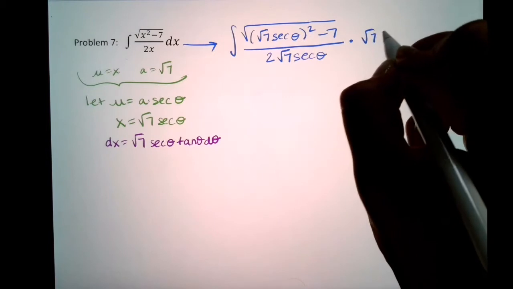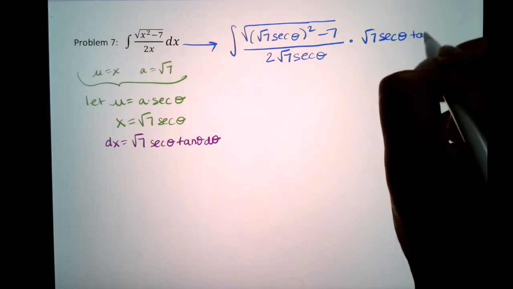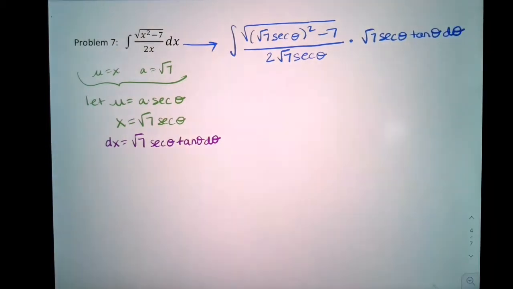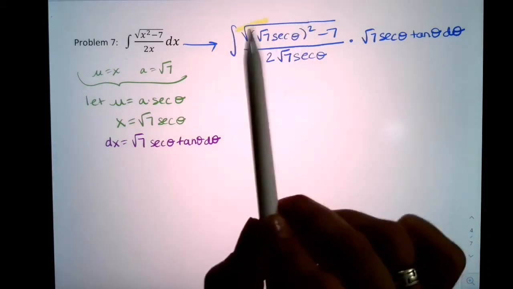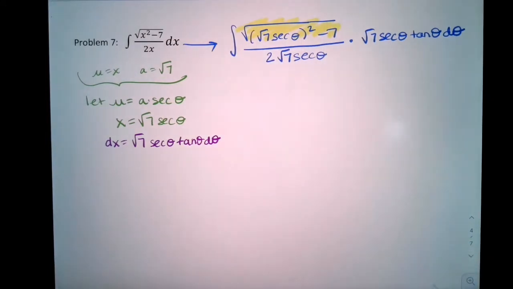The square root of 7 times secant theta, tangent theta, d theta. So trig substitution always looks a whole lot worse before it ever looks better. So I am going to work on that radical. The whole point is you want to eliminate the radical. So all of your attention should really be up here. Like, what can I do to get that to work out?